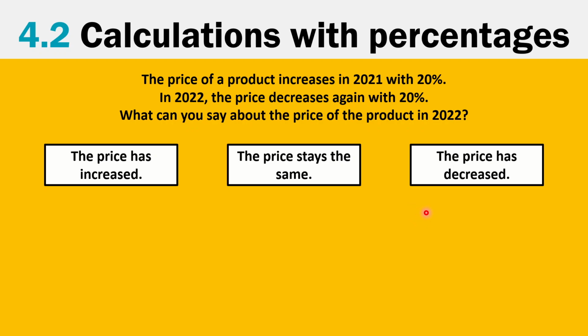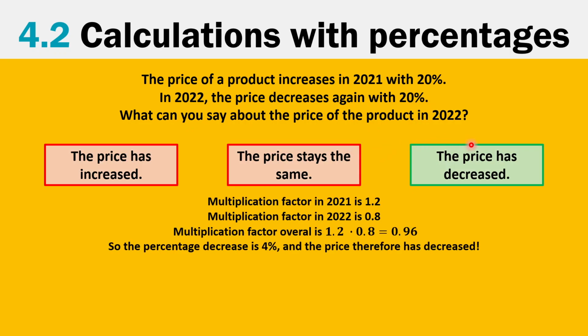And then hopefully, or let's say it like this. I see a lot of people saying, well, the price stays the same, right? I mean, I increase it with 20%, then I subtract 20%, 20 minus 20, 0%. But this is incorrect. The price has decreased, actually. And you can calculate that, because if I have a multiplication factor of 1.2, and then a multiplication factor of 0.8, if I multiply them together, I get a multiplication factor of 0.96, and it's actually a percentage decrease.